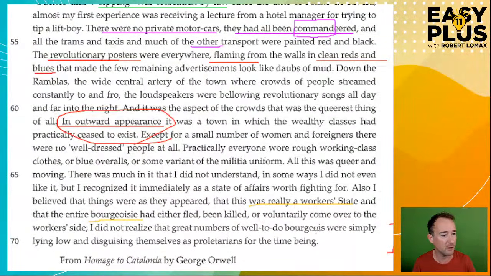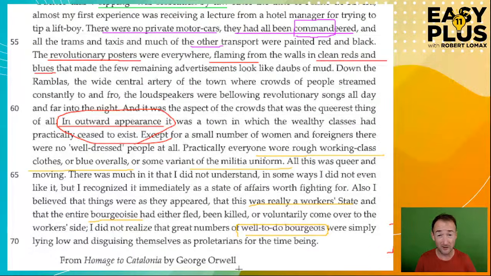I did not realise that great numbers of well-to-do bourgeois, okay, that word again, bourgeois, bourgeoisie, clearly the same idea here, was simply lying low and disguising themselves as what? Well, must have been as workers, because that's what everyone is dressed as, apart from those who are wearing militia uniform. So these are well-to-do people who hide away by disguising themselves as workers. So in other words, they are the rich or the relatively rich people.